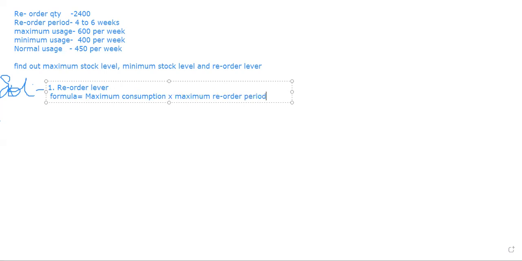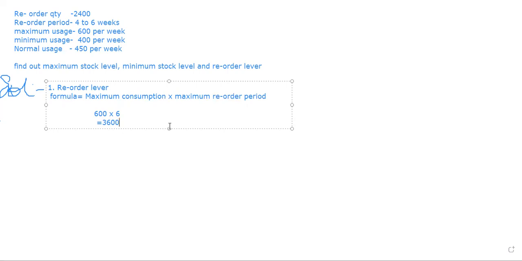Meaning 4, 5 and 6. So in this one the maximum is 6 weeks, and that is what I'm going to apply in the formula. Maximum usage, how much is it? 600 units multiplied by the maximum number of weeks among 4, 5, 6. The maximum is obviously 6. When we multiply, 6 sixes are 36, so our answer is 3600. This is the first foremost answer.